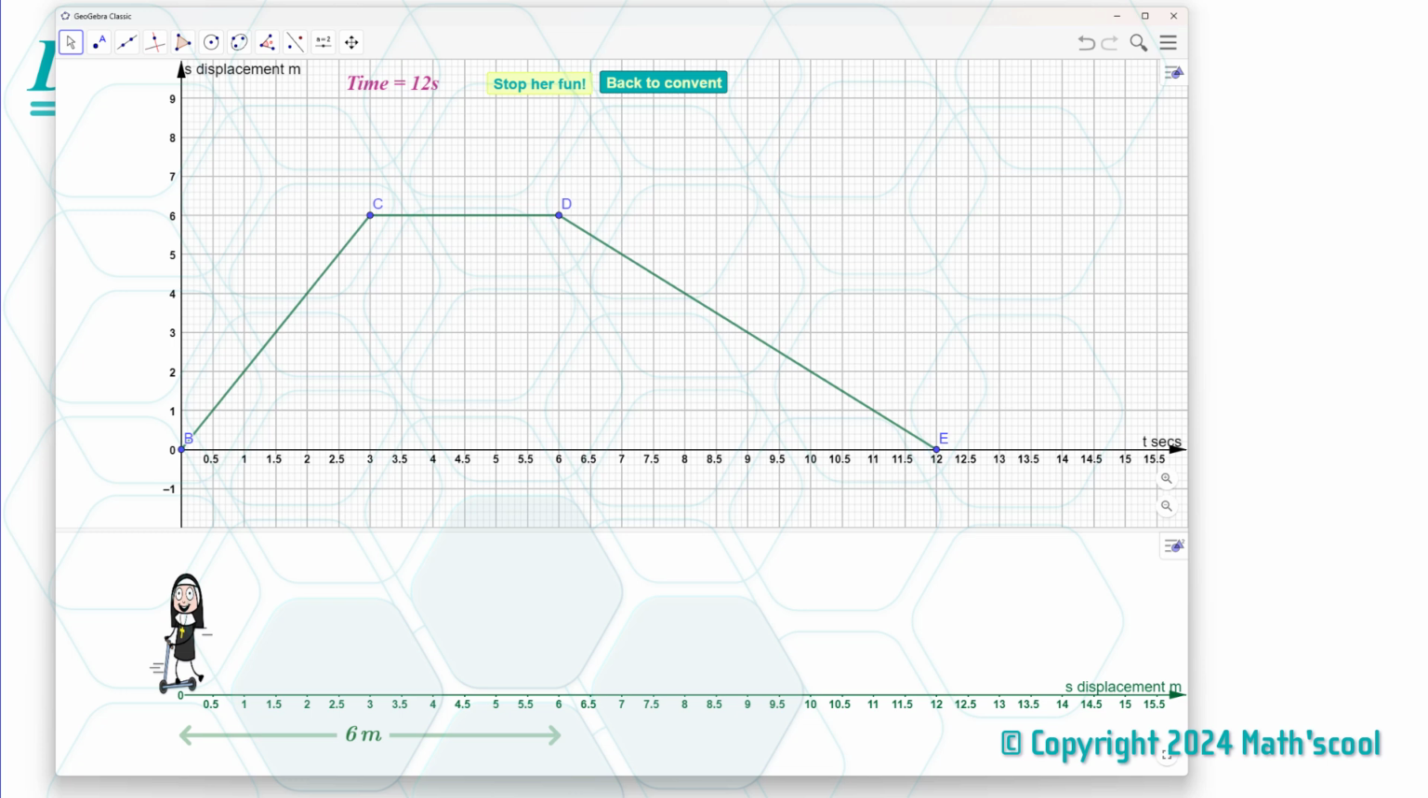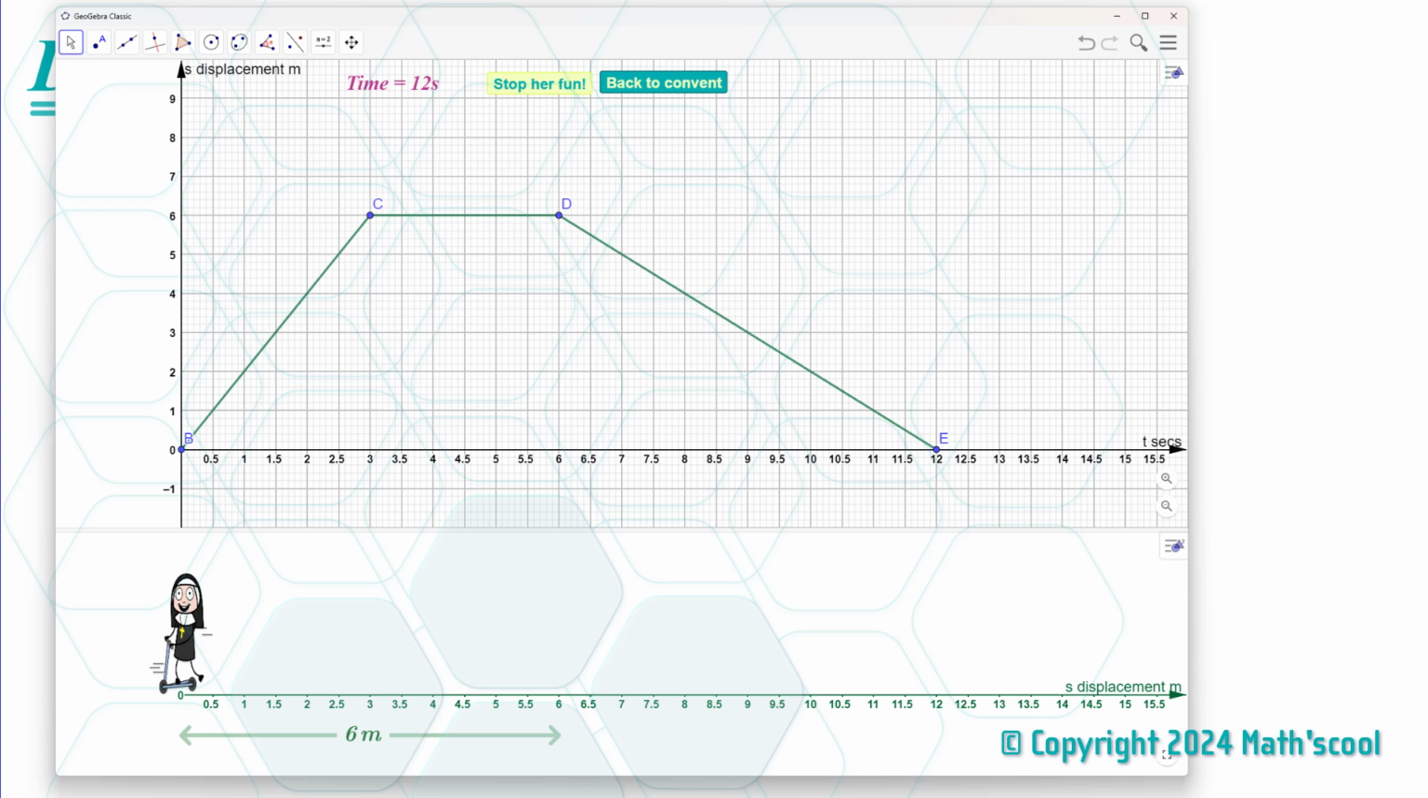And we know that gradient is up over across. So I'm going to choose this point and this point. I'm going to go 6 up and then 3 across. So 6 over 3 would be 2. So she was skateboarding or scootering at 2 meters per second here.